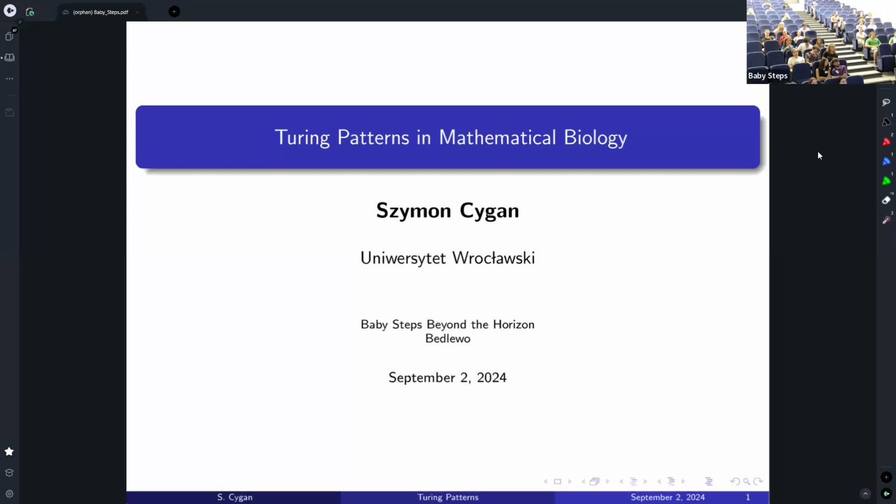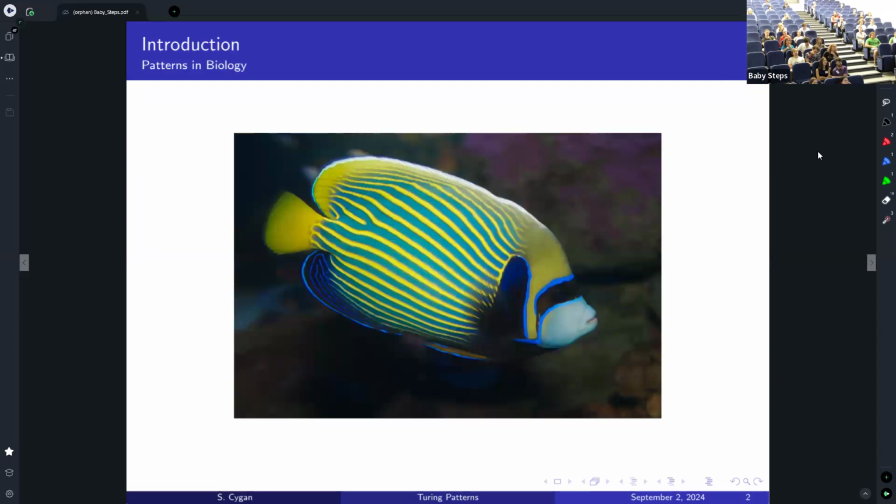So first, let me start with the motivation. And the motivation is like this one. Take a look at this fish. If you examine this fish very closely, you can see a very regular pattern on its skin. Here we can see stripes, yellow and blue, yellow and green stripes, which start from the head and go up to the tail. This is an example of an animal, a fish.